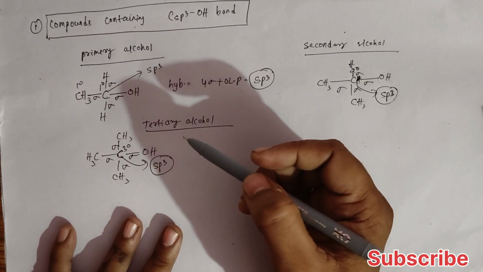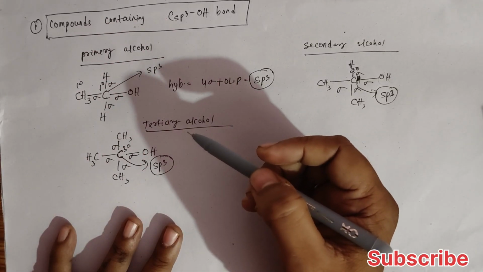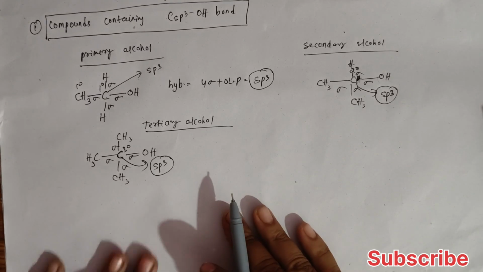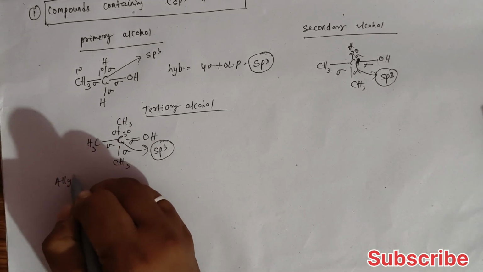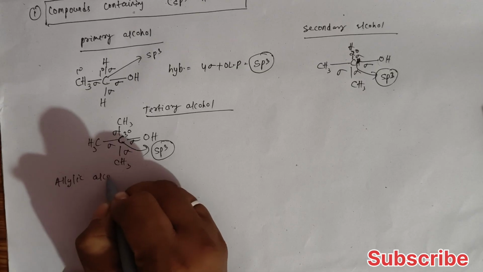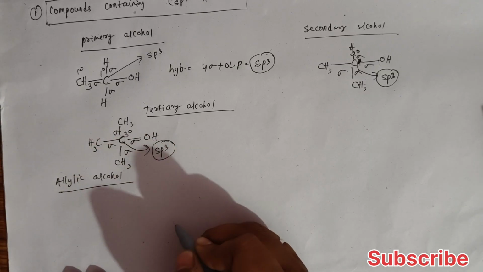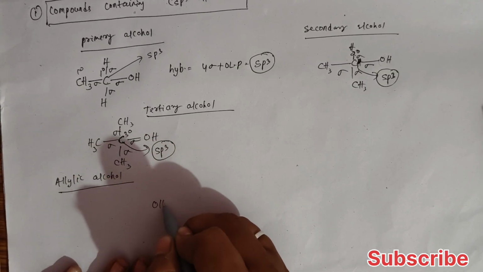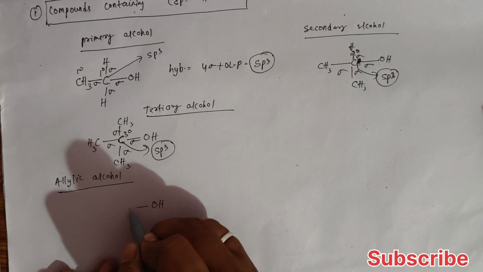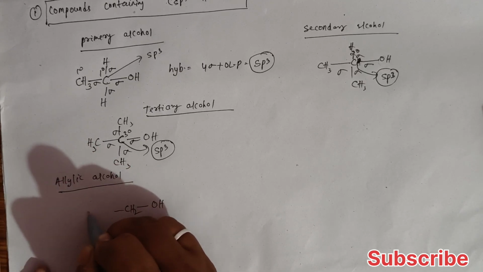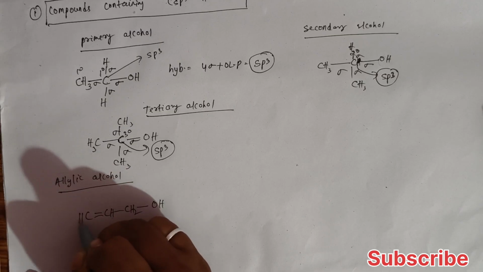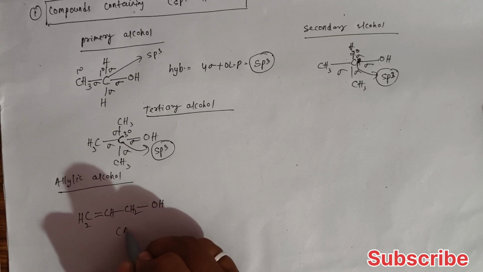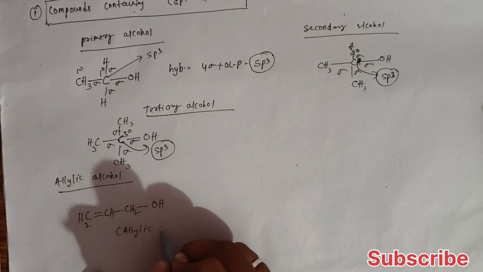Then our allylic alcohols. What is allylic alcohol? Allylic alcohol means when the OH group is directly attached to a carbon atom like this, and that carbon atom is directly attached to a carbon-carbon double bond, then that compound is called an allylic alcohol. This is an example of allylic alcohol.